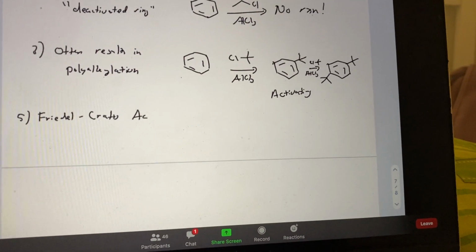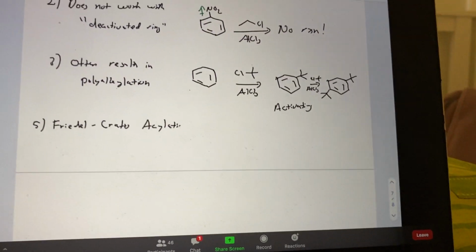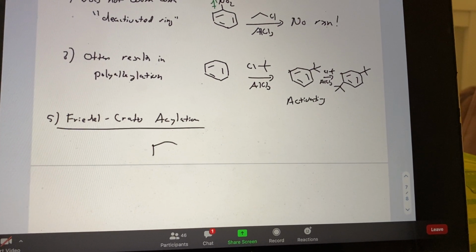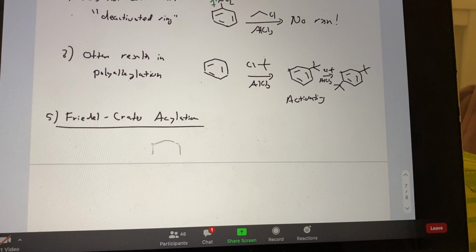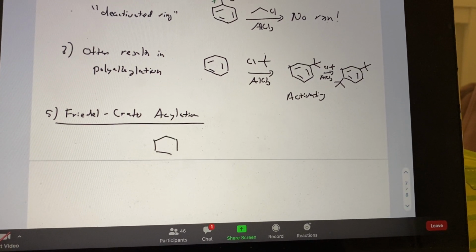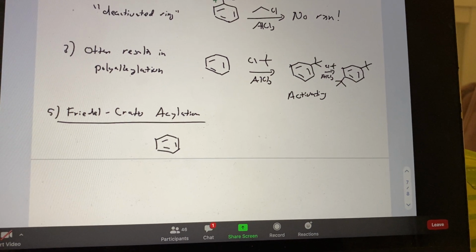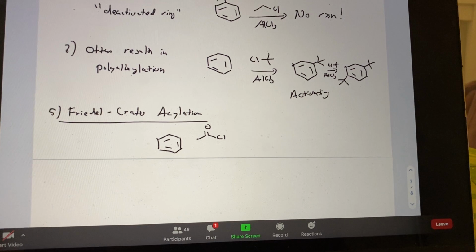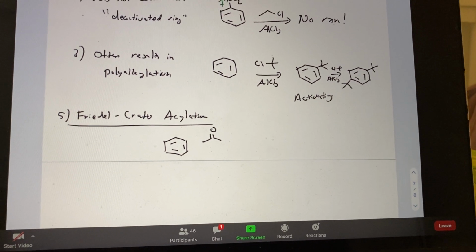Rather than alkylation, acylation. So same idea as all of the other reactions. Same pour drawing of benzene. Take benzene. Now let's react it with this compound here. Actually, I'm going to flip it around.